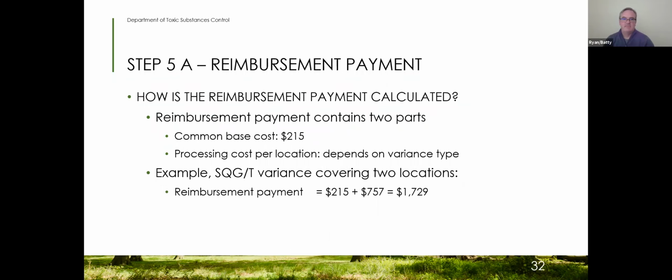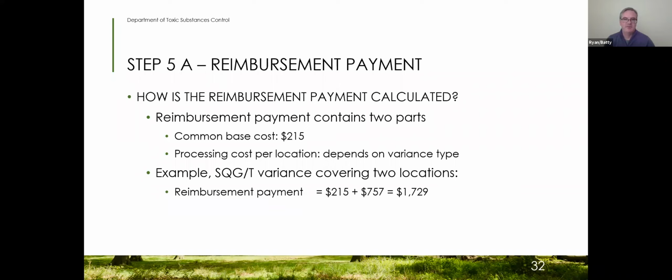Okay, so this slide is helping you understand how the reimbursement payment is calculated. It consists of 2 parts. There's a base cost, and that's essentially covering the department's costs in setting up this variance process and developing the template documents and that kind of thing. The second part of the reimbursement payment is based on our actual time to review your responses in your application. It varies depending on which type of variance you're applying for and also how many locations are covered by the variance. So I've done an example calculation here.